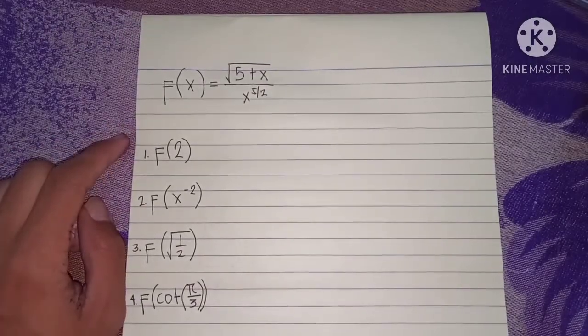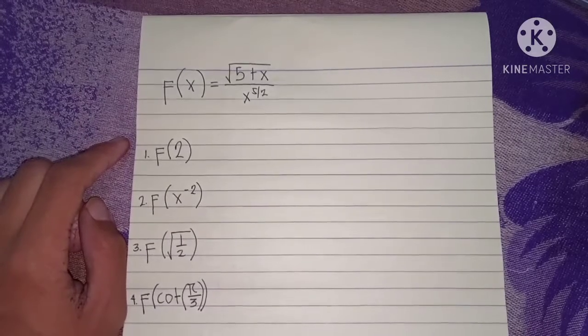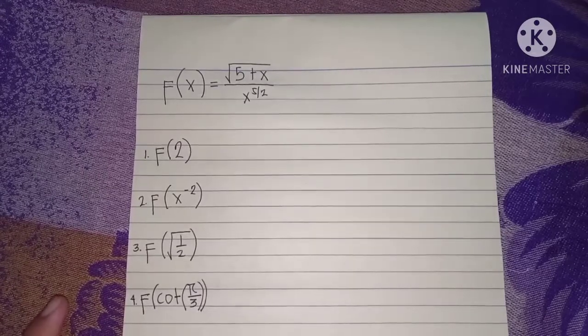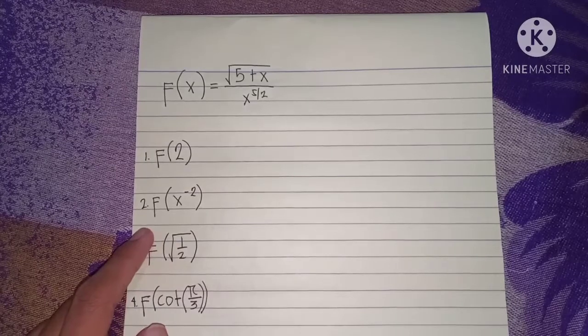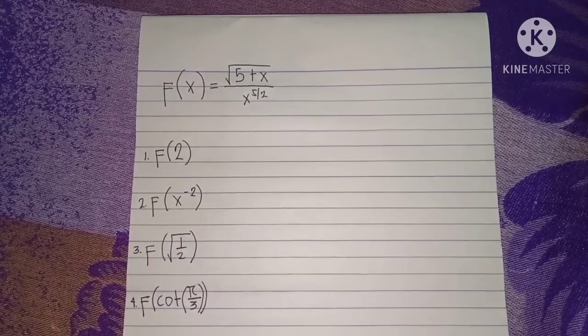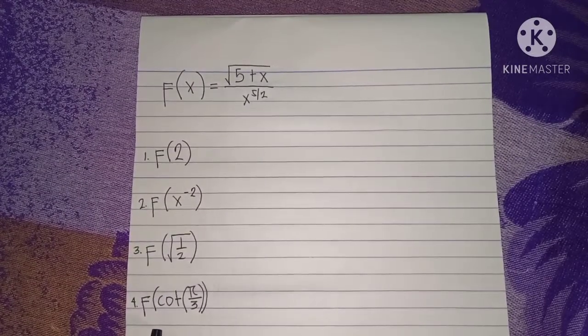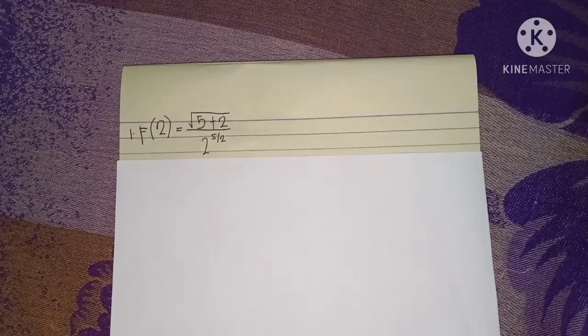f of x equals square root of 5 plus x over x raised to the power of 5 halves. So find the f of 2, the f of x raised to the power of negative 2, the f of square root of 1 half, and the f of cotangent of pi over 3. First, we have an f of 2.